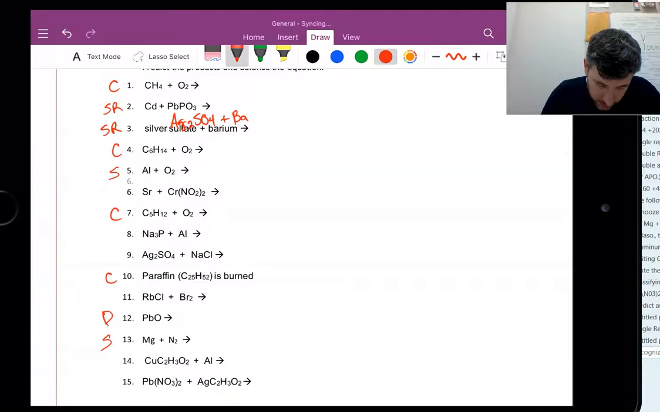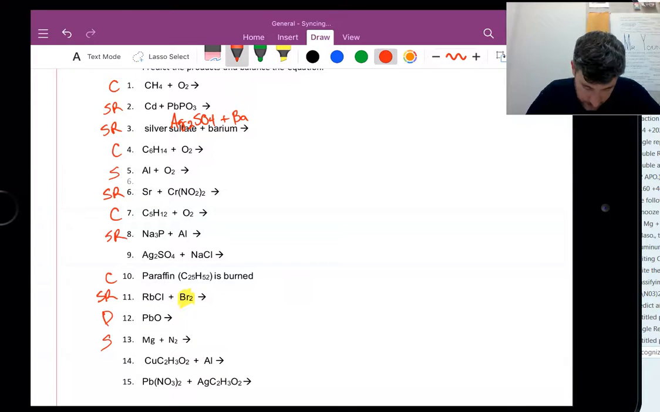Number 6 is single replacement. Number 8 is single replacement. Number 11 is single replacement involving a halogen. So we have bromine being the lone element for number 11, so it's going to try to replace the chlorine in the compound. And we also have number 14. So a bunch of single replacements.